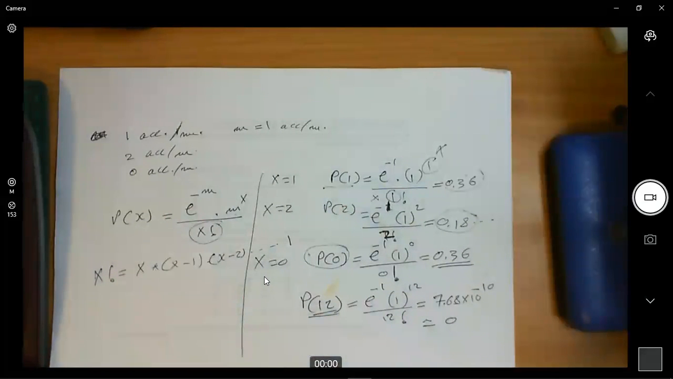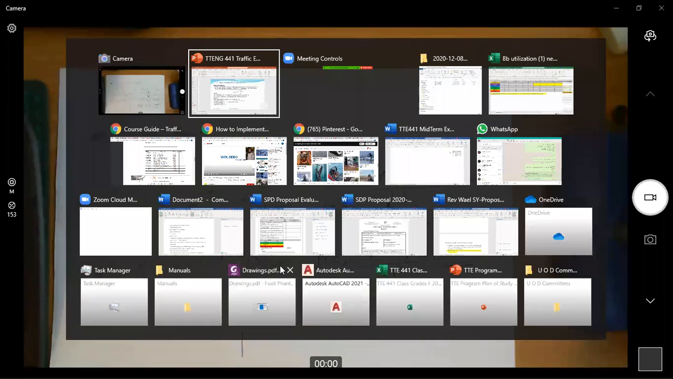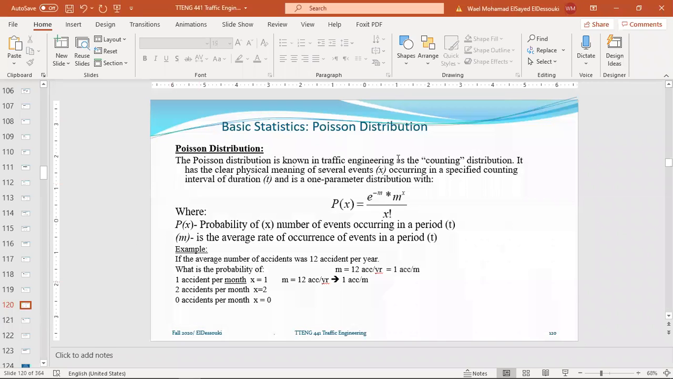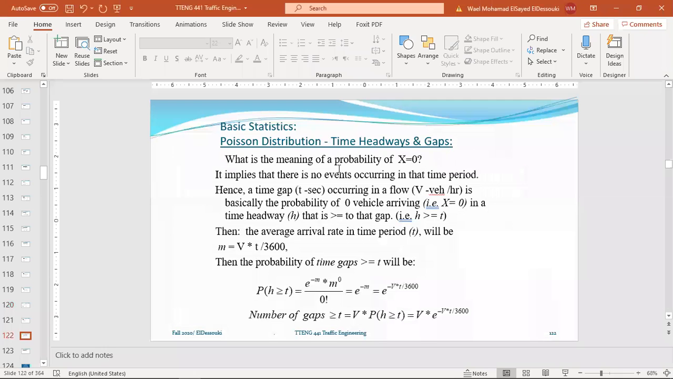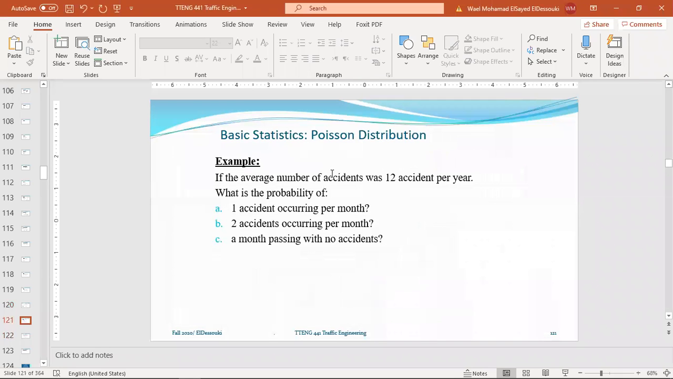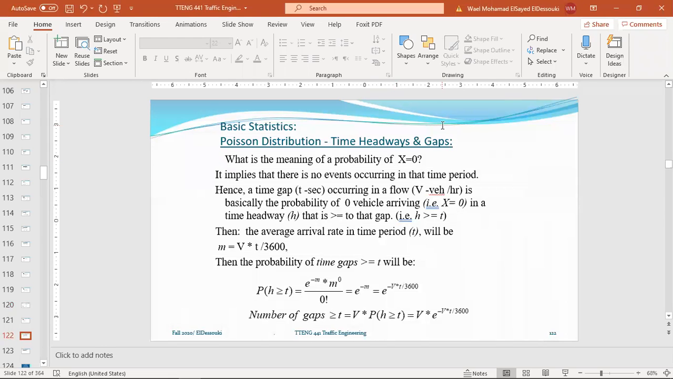So it's a very slim, almost zero probability that this can happen in 1 month. Any other questions? Okay. This will conclude the Poisson distribution. There is another issue with Poisson distribution that we need to discuss, which is the time headway application.